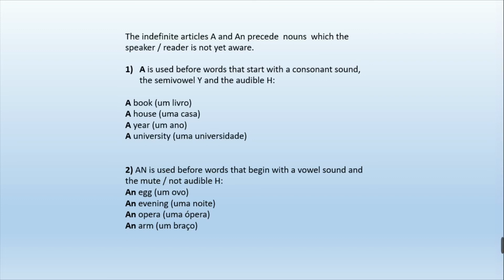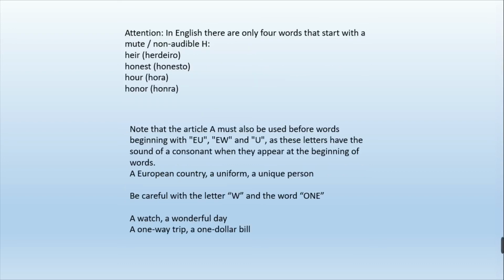commit a mistake. Okay? Number 2, the indefinite article "an" is used before words that begin with the vowel sound and the mute H, not audible H, right? So here, some examples: an egg, an owl, an evening, an opera, an arm. And then remember that we have some words in English, actually 4 words, where the H is mute, like an heir, herdeiro, an honest boy, an honest man, an hour.